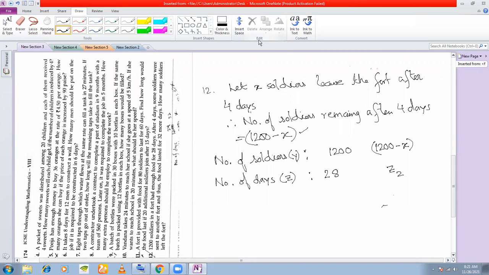Suppose the food will last for Z2 days, but here there is again a catch. The soldiers are leaving after 4 days, right? So if for 1200 soldiers the food is lasting for 28 days, and after 4 days the soldiers are leaving, that means now for 1200 soldiers the food will last for how many days? 24 days, right?